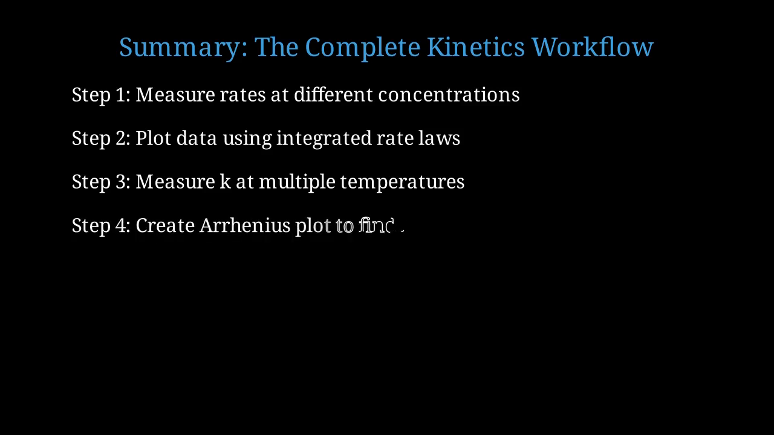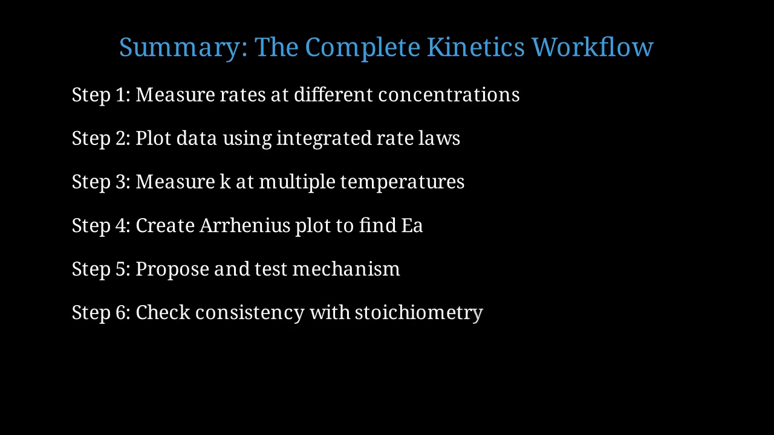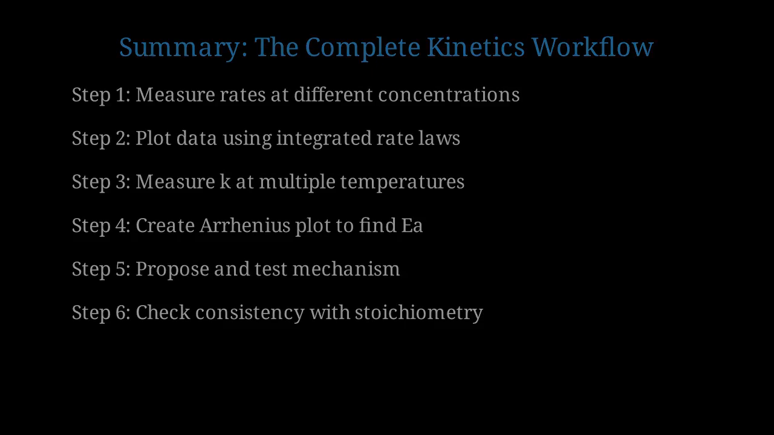Step 4. Construct an Arrhenius plot by graphing natural log of k versus 1 over T and extract the activation energy from the slope. Step 5. Propose a mechanism with elementary steps, derive its predicted rate law, and check if it matches your experimental observations. Step 6. Verify that summing your mechanism steps gives the correct overall balanced equation with all intermediates canceling.